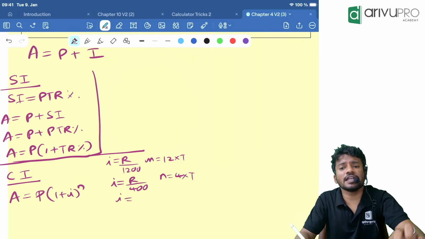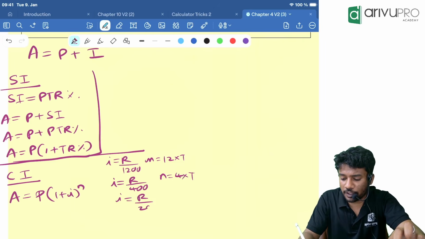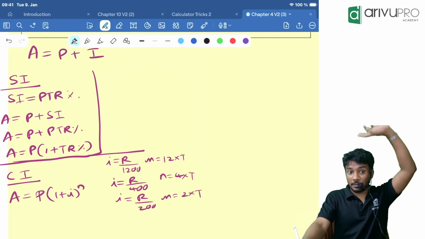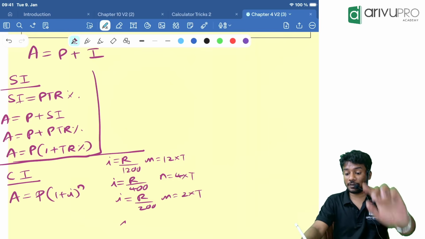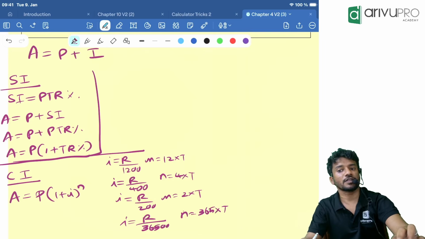If half yearly compounding is happening, I will become what? That is R divided by 200, and N is equal to what? 2 into time period. If daily compounding is happening, I will become what? R divided by 36500. N will become what? 365 into T. Done now?